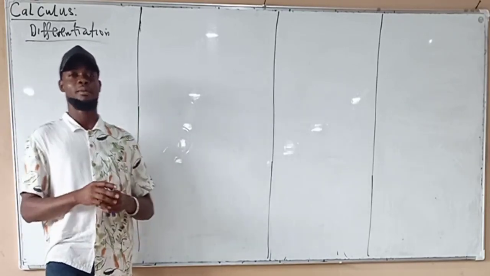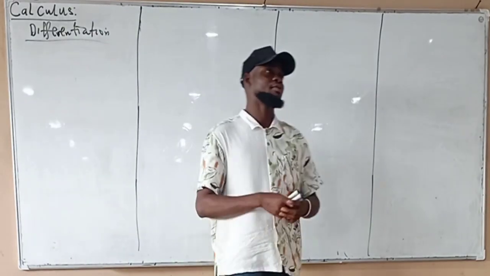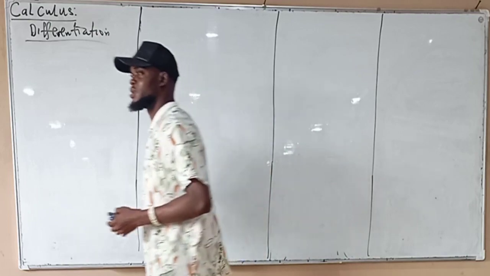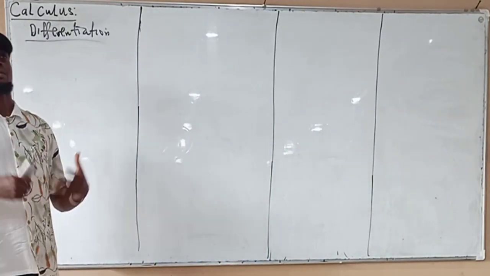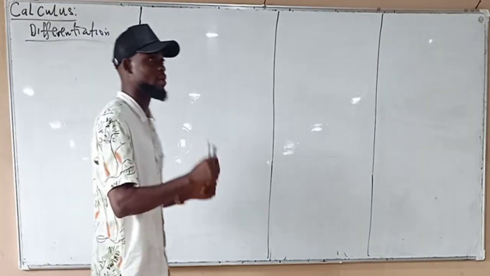Now, maximum and minimum value of a function. We get the maximum and minimum value of the function. We get the stationary points, turning points, and maximum and minimum turning points in the function. That's what I want to look at now.